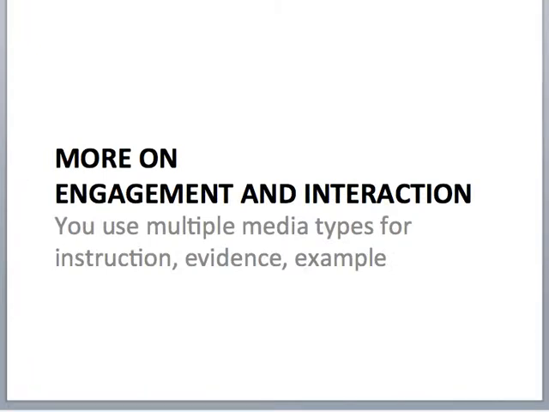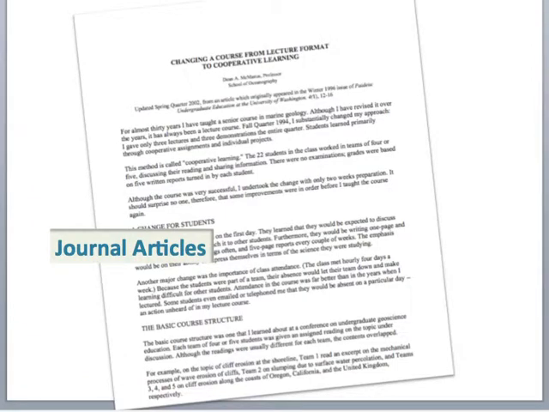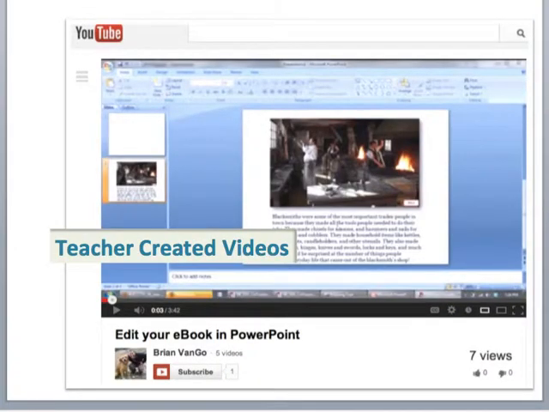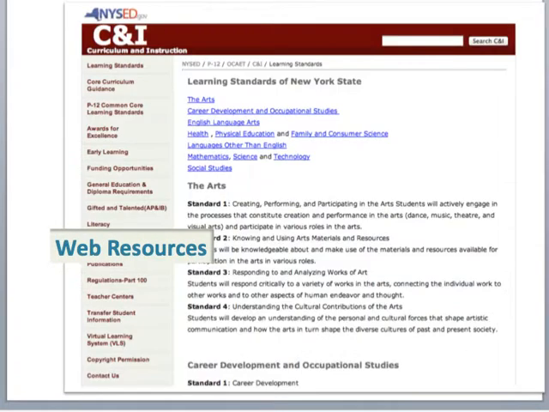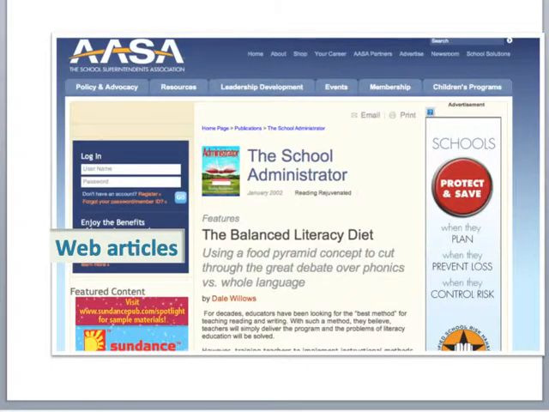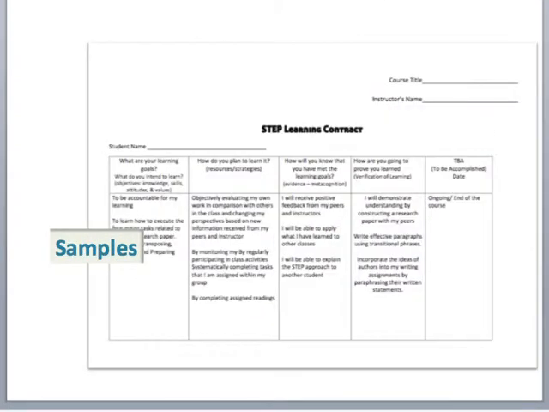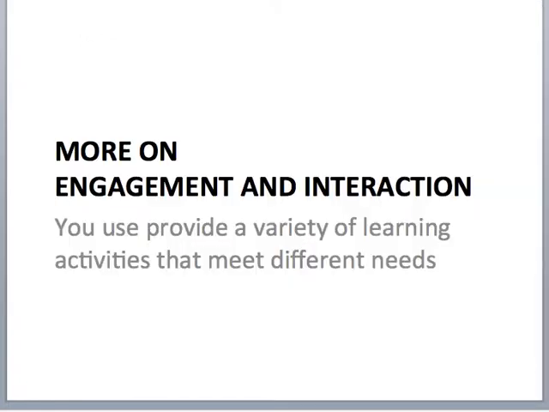And then, are you using a variety of media types? Because people have different needs, or your instruction has different needs. You might be using journal articles, but you also might be combining it with videos. Some people created their own videos. You probably have some web resources. Possibly your articles are from websites. A couple of people used templates, rubrics, other kinds of examples.